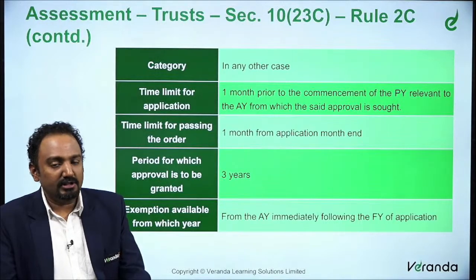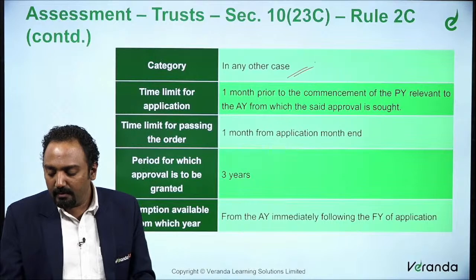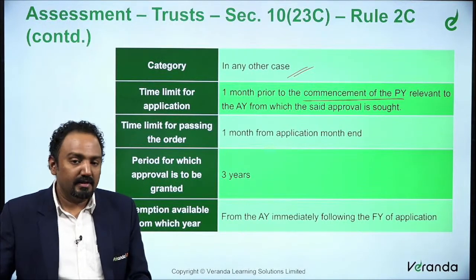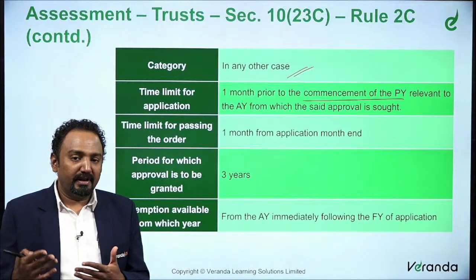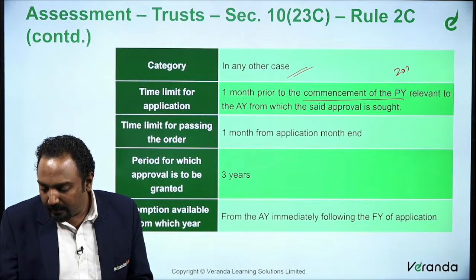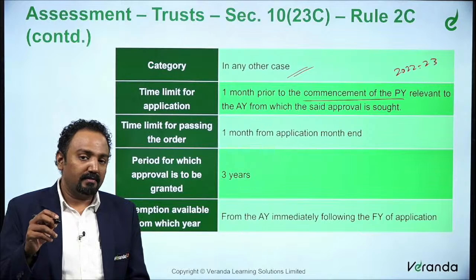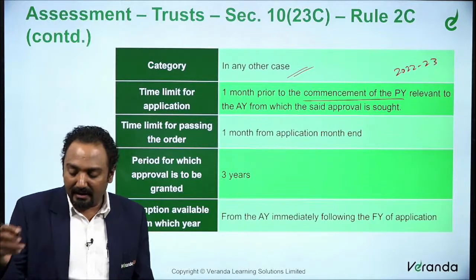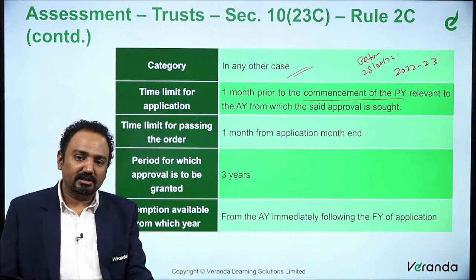In any other case, that is other than provisional approval, it is 1 month prior to the commencement of the previous year. So if you are looking for an approval for previous year 22-23, 1st April 2022 is the first date of that previous year. It is 1 month prior. So before 28 February 2022, you will have to file an application.